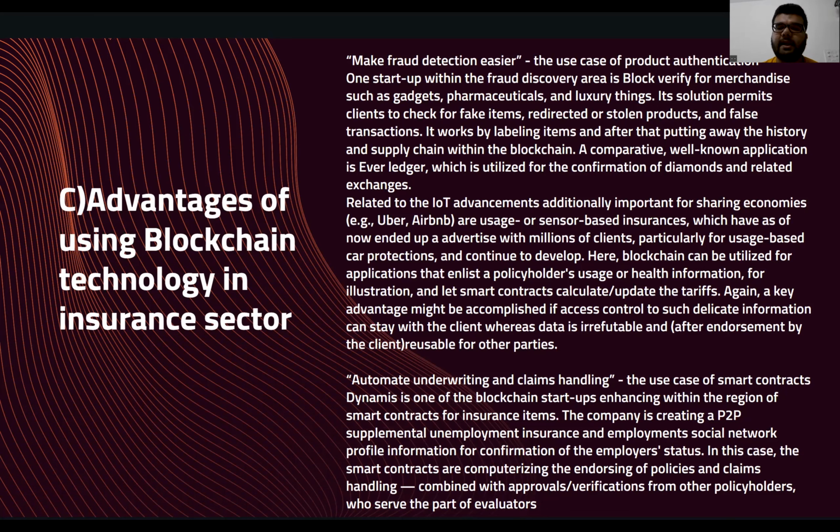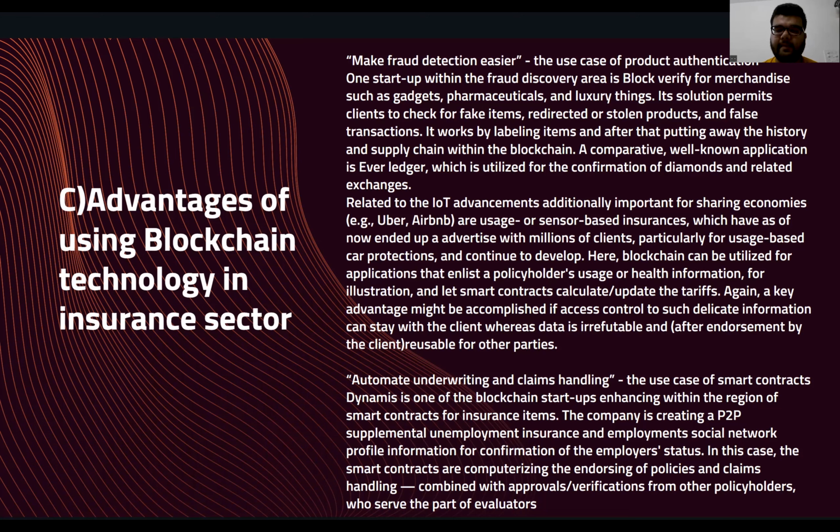Related to IoT technologies, also relevant for sharing economies. For example, Uber and Airbnb, or sensor-based insurance, which have already become marketed with millions of clients, particularly for usage-based car insurance, and continue to grow. Here, blockchain can be used for applications that register a policyholder's usage or health information, for example, and let smart contracts calculate and update the tariff. Again, a key advantage might be achieved if access control to such sensitive data can stay with the client, while data is inferable and reusable for other parties.